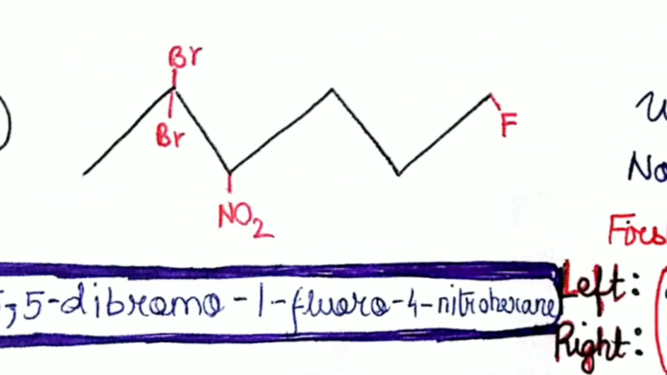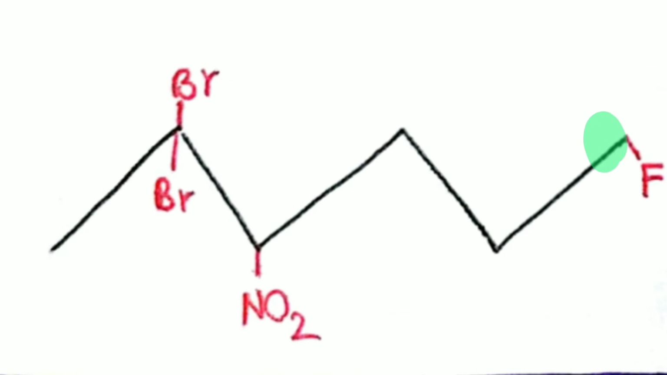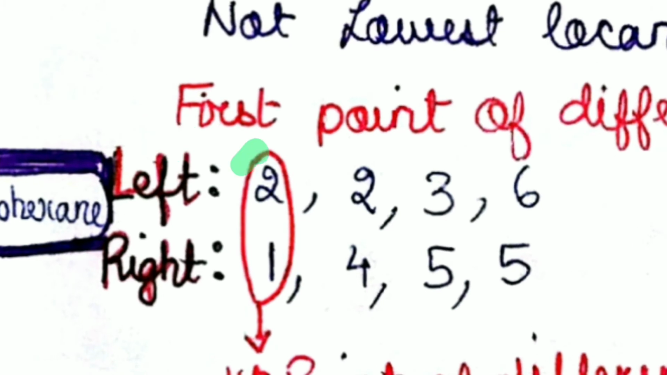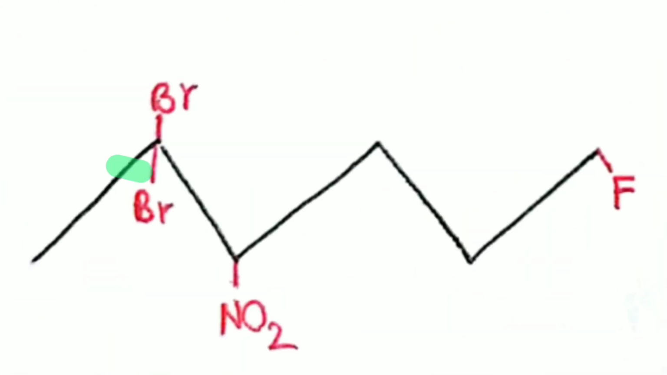On numbering from the right hand side we're going to get 1, 4, 5 and 5. So we have to look for the first point of difference, that is 2 and 1 only give us the first point of difference from left and right. So we know that 1 is less than 2. So we'll start our numbering from that side which has the lowest point of difference, that is the right hand side in this case.